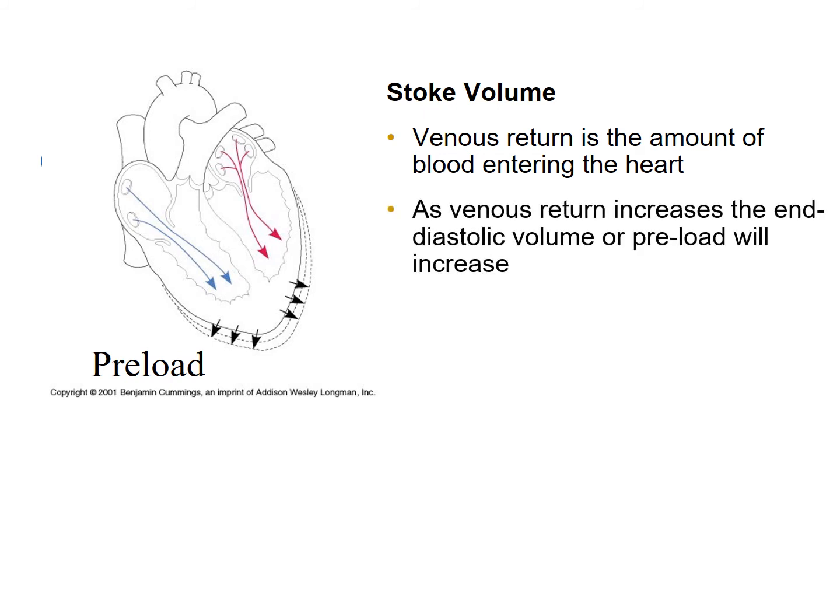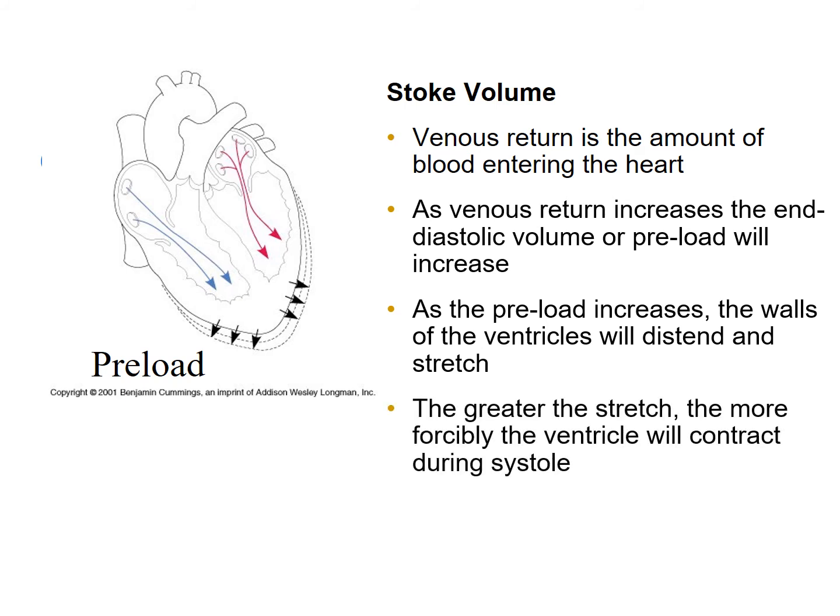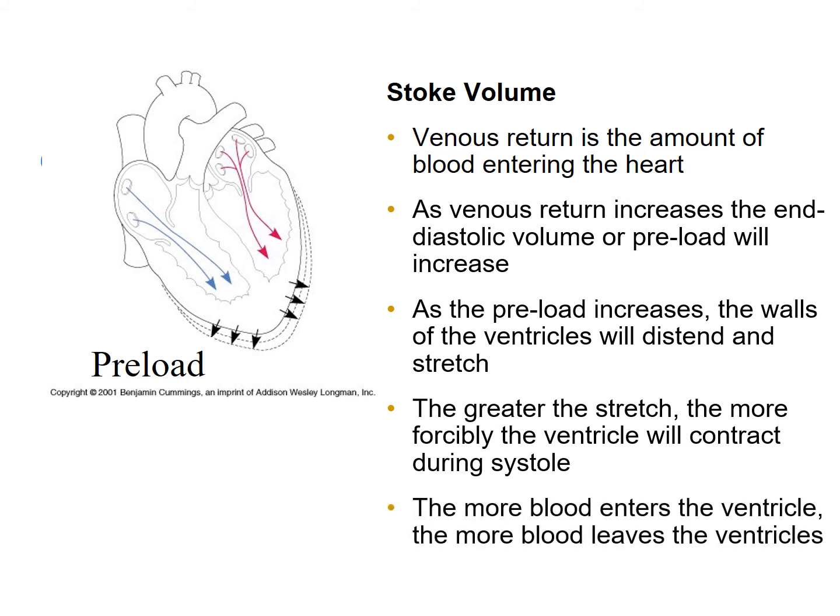As venous return increases, the amount of blood that is returned to the heart increases, and the end diastolic volume, or the preload, will increase. As the preload increases, the walls of the ventricles will distend and stretch. The greater the stretch, the more forcibly the ventricles will contract during ventricular systole. The end result: the more blood enters the ventricles, the more blood leaves the ventricles during contraction.